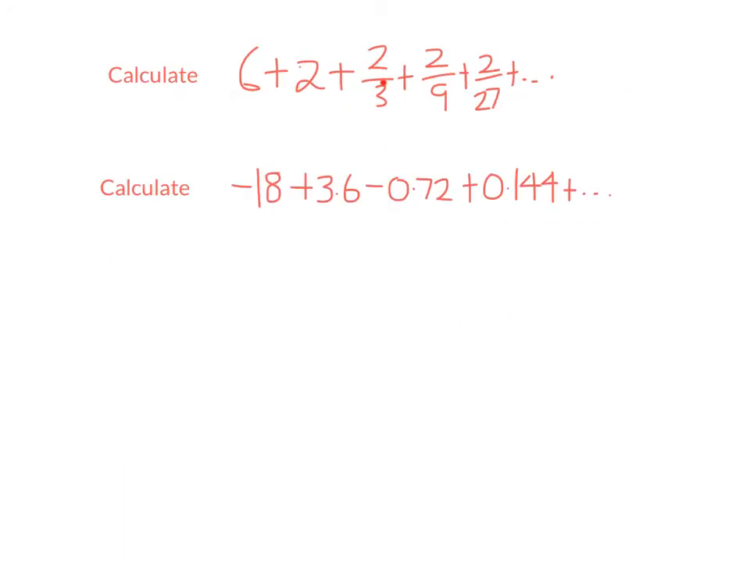So 6 plus 2 plus 2/3 plus 2/9 plus 2 over 27, and it goes on forever. So this will have a limiting sum because the common ratio is 2 over 6 or 1/3. So S infinity, the sum of infinitely many terms, is just a over 1 minus r, 6 divided by 2/3, which is equal to 9. So if I were to keep adding terms here over and over again, their sum would get closer and closer to 9.